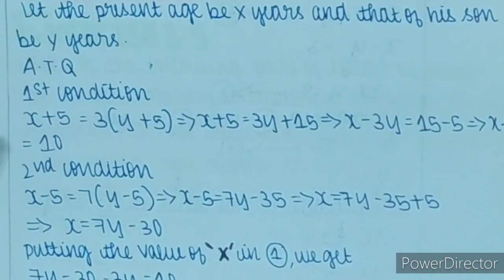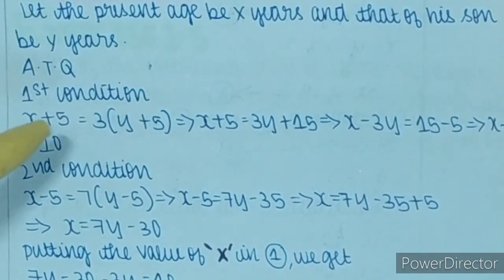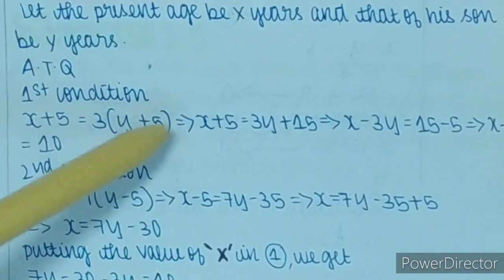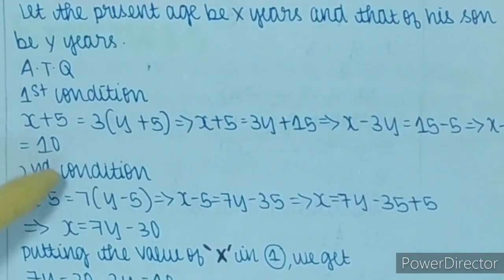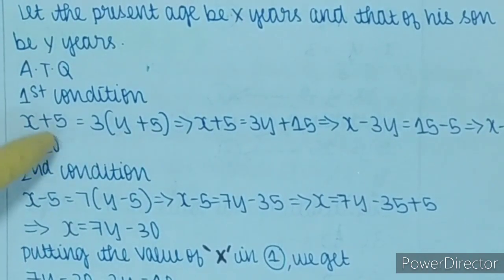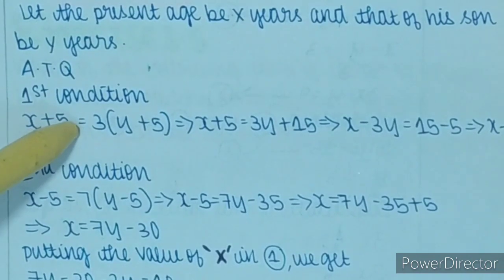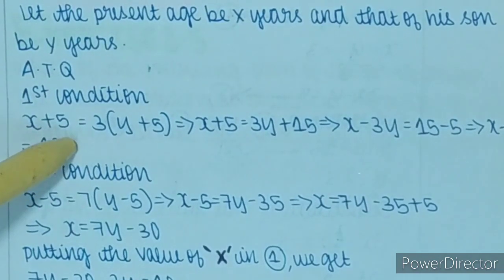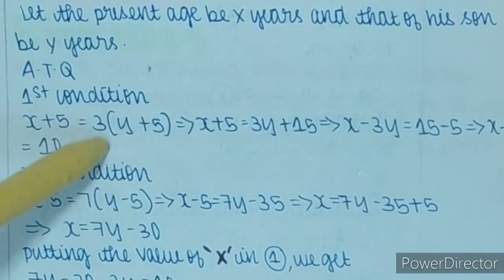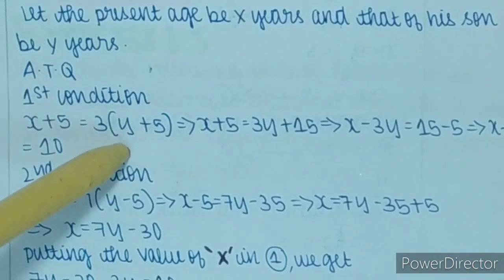Now, according to the question, the first condition is 5 years hence, the age of Jacob will be 3 times that of his son. That means 5 years hence means 5 years after. Therefore, the age of Jacob will be x plus 5. And also, what was given in the question? The age of Jacob is equal to 3 times that of his son. That means 3 into y plus 5, because y is the age of his son.